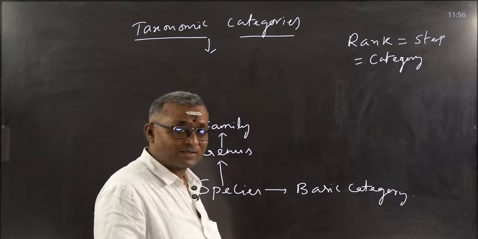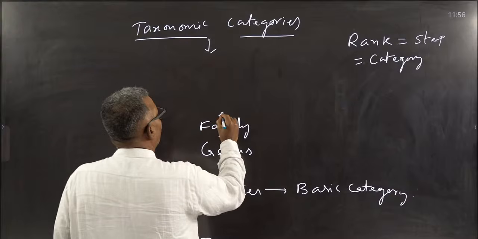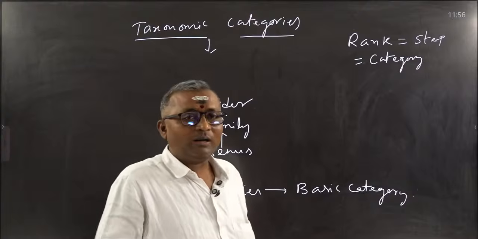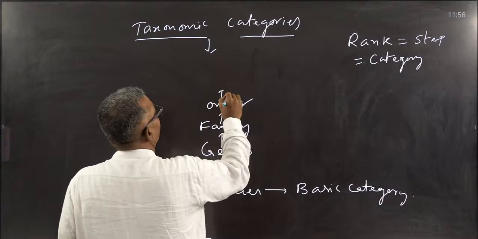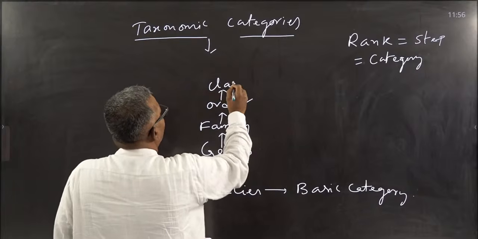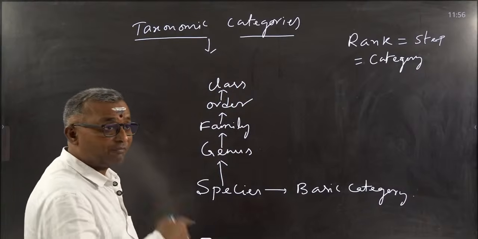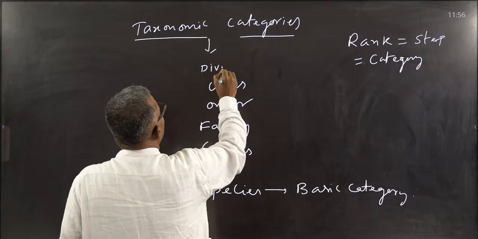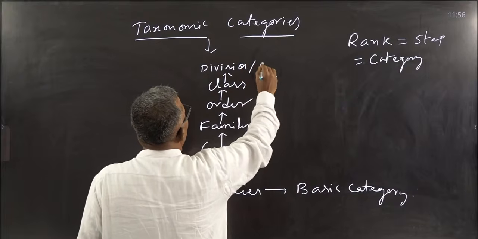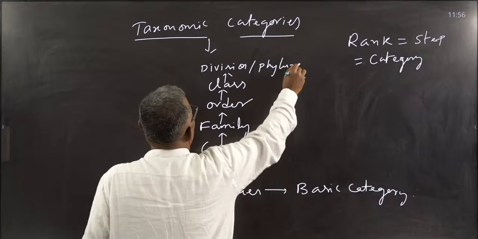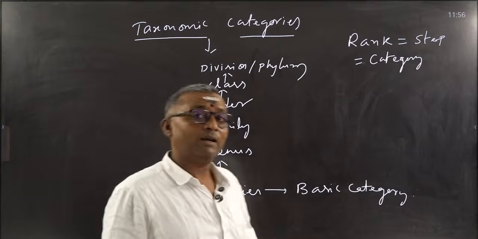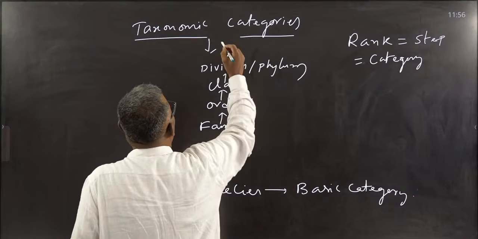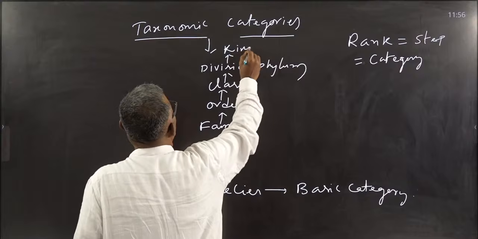And different families were included under an order. Different orders were included in a class, and different classes were included in a division or phylum. Different divisions or phyla are included under kingdom.